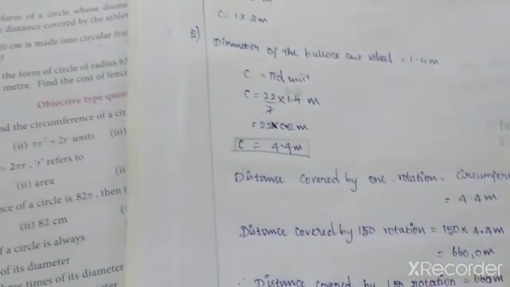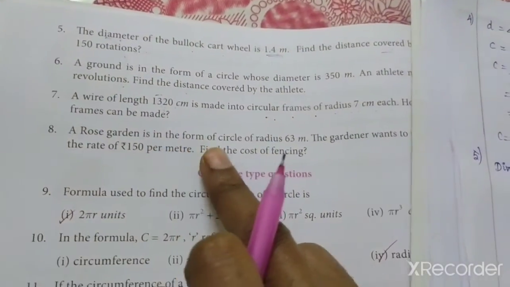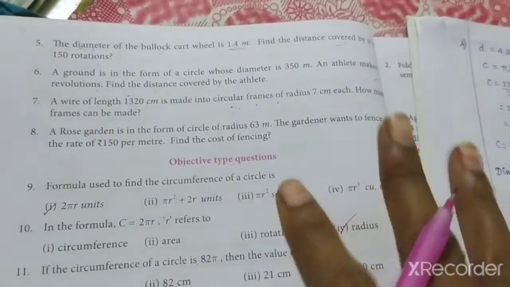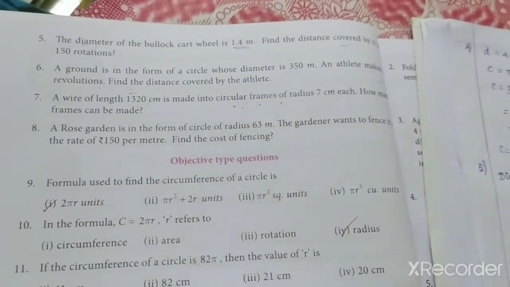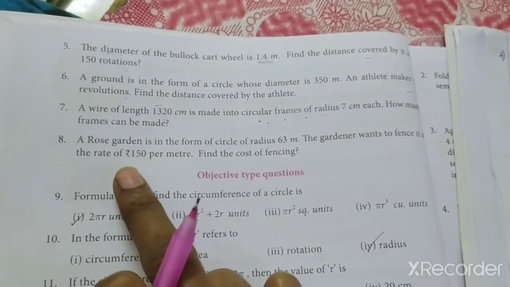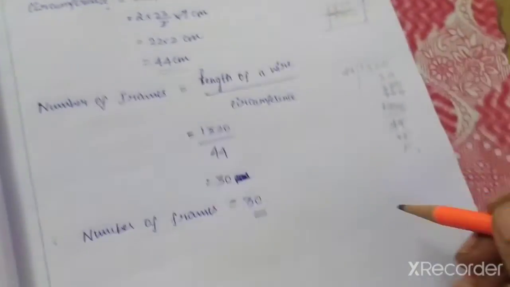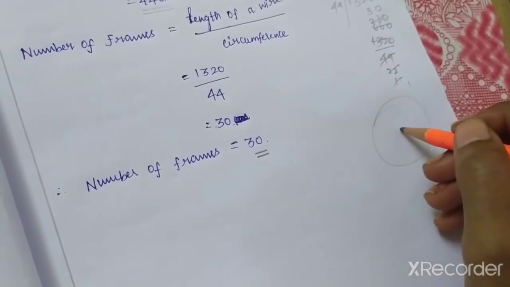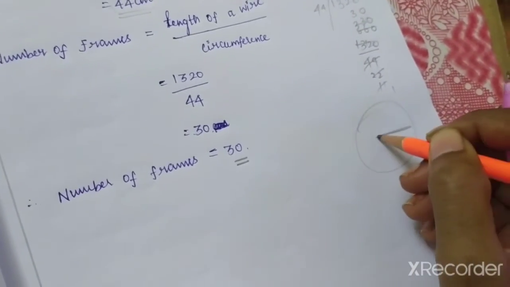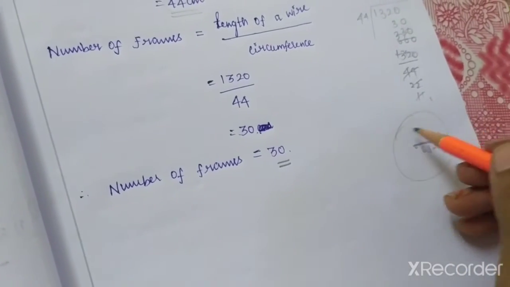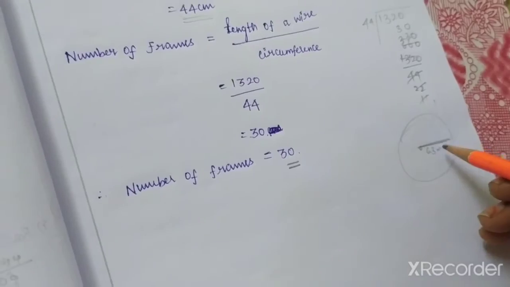A rose garden is in the form of a circle of radius 63 meter. The rose garden is circular, whose radius is 63 meter. The gardener wants to fence it at the rate of rupees 150 per meter. So this is a circular garden. Radius means half of the full part, so 63 meters.